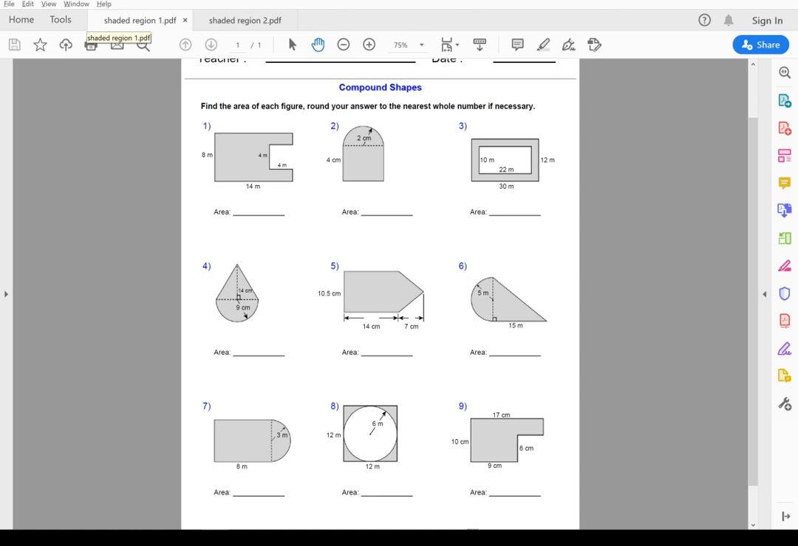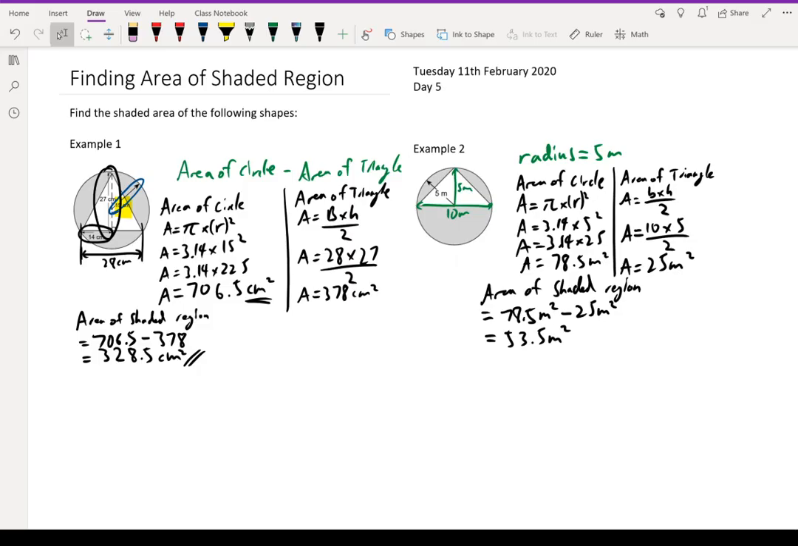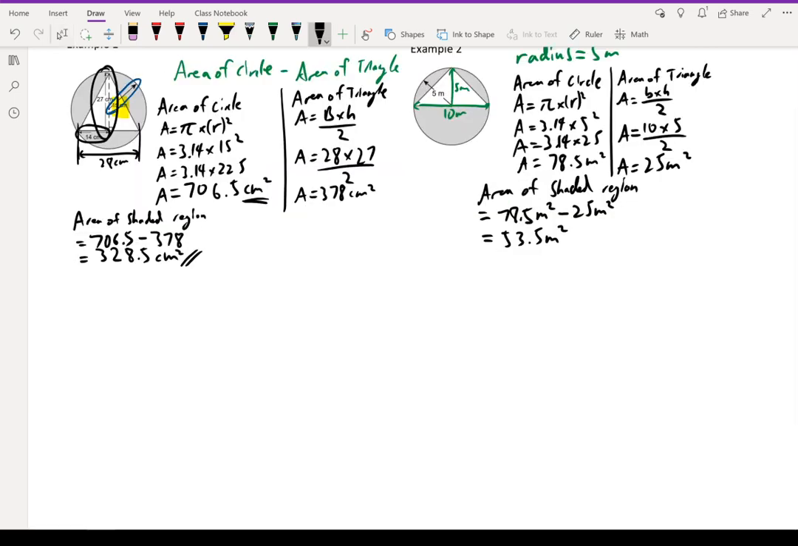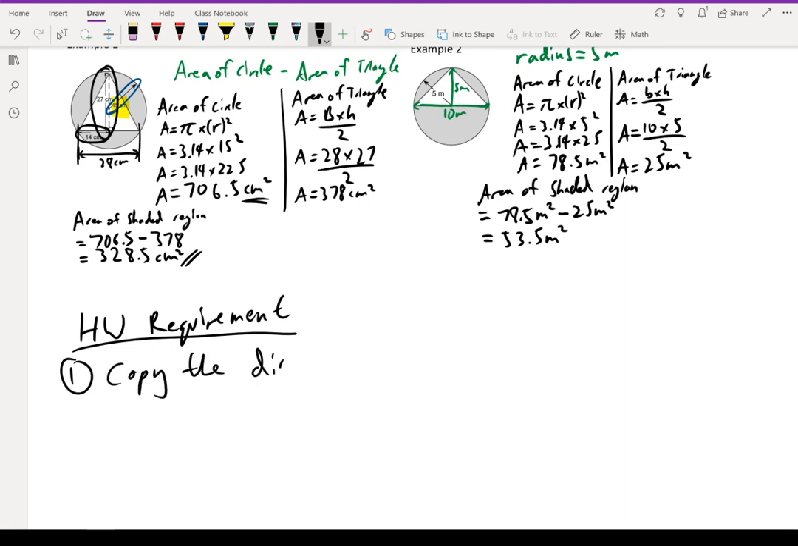As you are doing your homework, I have 2 requirements for the homework. Homework requirement 1: you have to copy the diagram into your homework. You must copy it. And 2, show your working out.